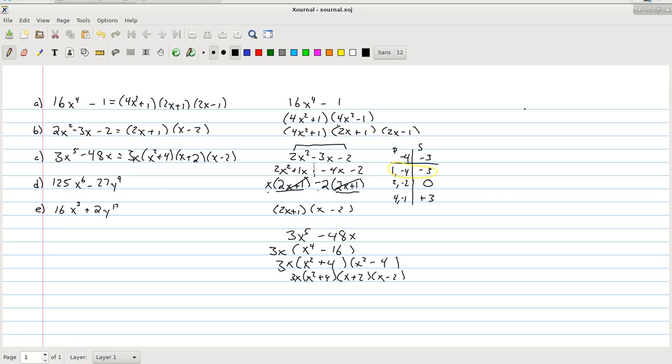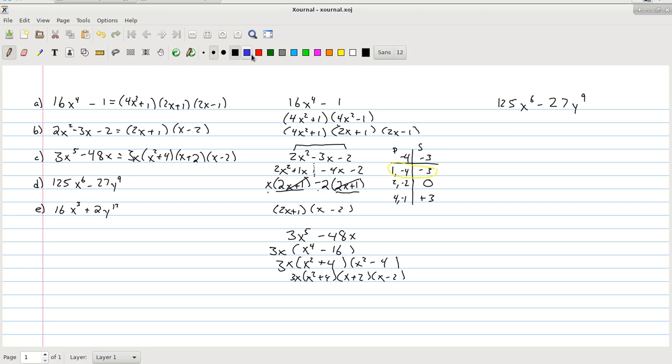D, 125 x to the 6th minus 27 y to the 9th. The first thing we always look for is a common factor. Only 5 will go into this front term, but 5 doesn't go into the last term, so that says these have no common factor. I see that each of the exponents is a multiple of 3, and each of these numbers out in front are cubes. So we're going to use the sum or difference of cubes formulas.